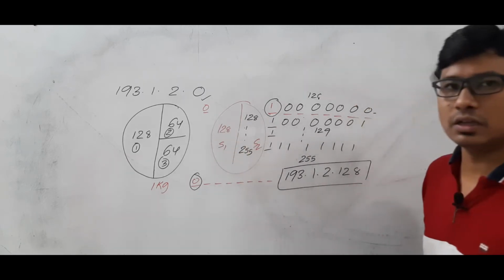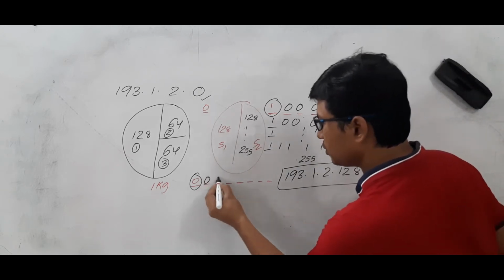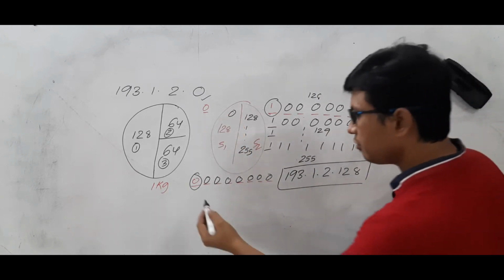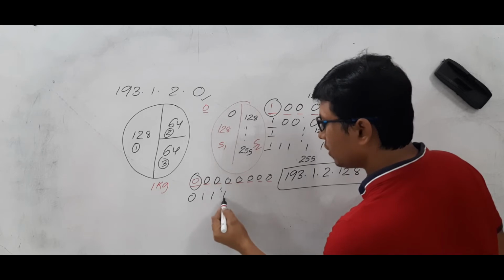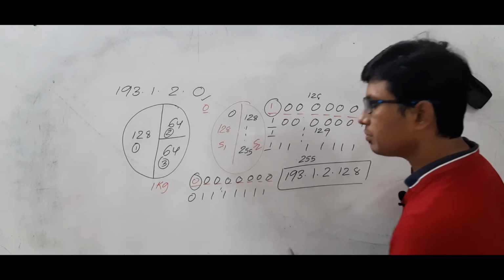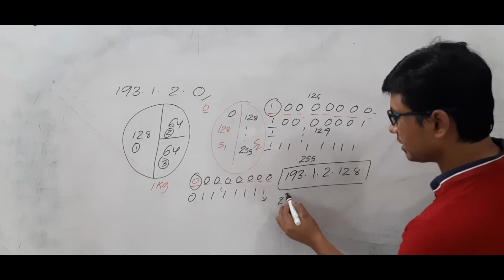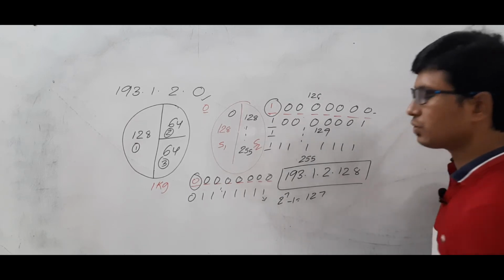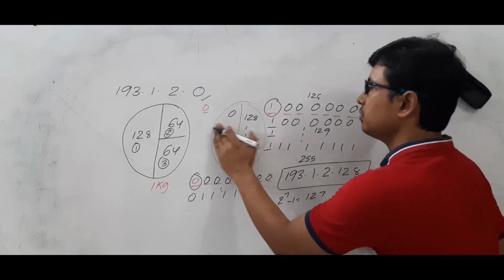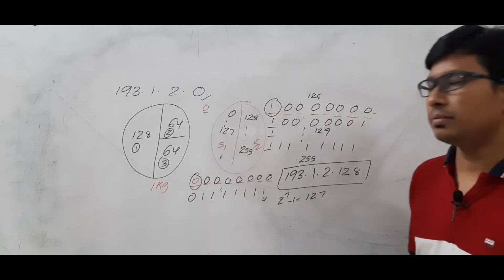Similarly, can you tell me what IP addresses will fall in the subnet S1? If you keep zeros, then you will get 0. And if you keep all ones here, then what is the number you will get? You can guess this. This is 2 power 7 minus 1, which is equal to 127. If you convert it, you will get 127. So IP addresses 0 to 127 will fall in the subnet S1.